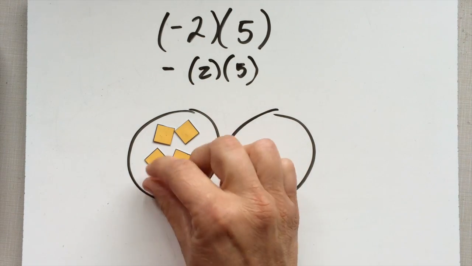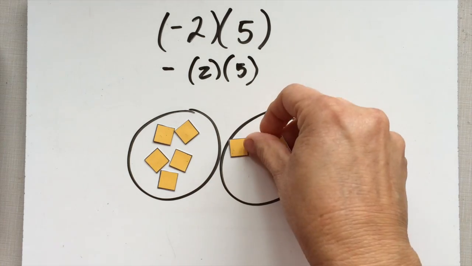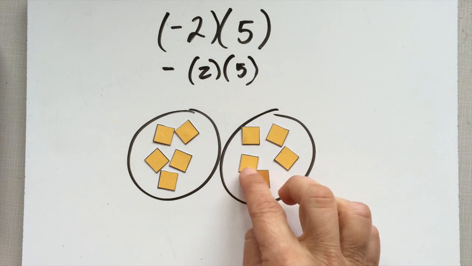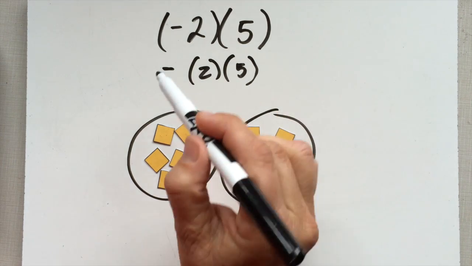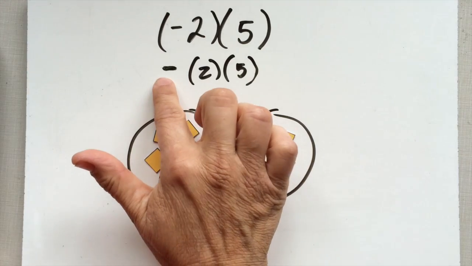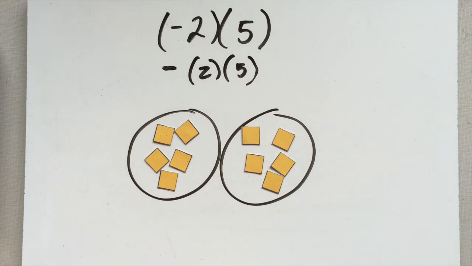5 for this one, and 5 for this one. And if you watched video number 2, or lesson number 2, you know that when I have a negative sign, it means take the opposite. I want the opposite of 2 groups of 5.